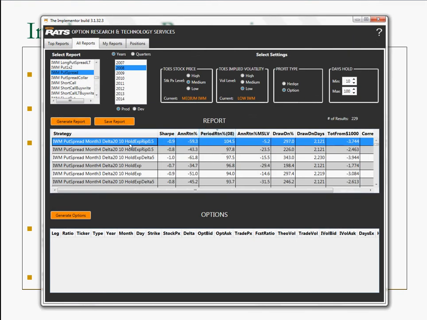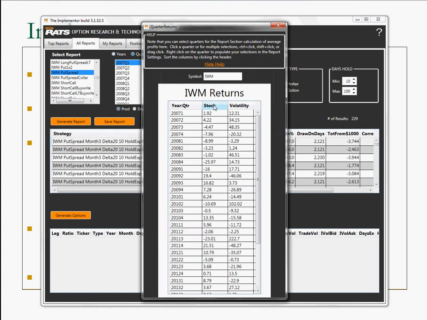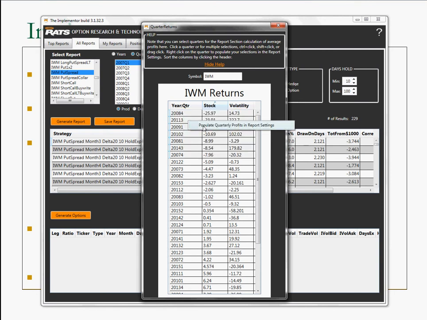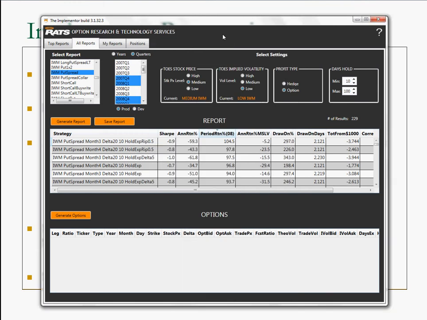So another thing that we want to look at is looking at particular quarters. We want to find out what's the best strategy when the IWM was down. So we look at IWM returns here, and I'm just scrolling down. Every time that the IWM was down more than 7%, I can look how all the strategies did just in those quarters, and I right click and populate the quarters. You may have noticed this highlights these quarters. You could do these manually, or it's handy to have that functionality.